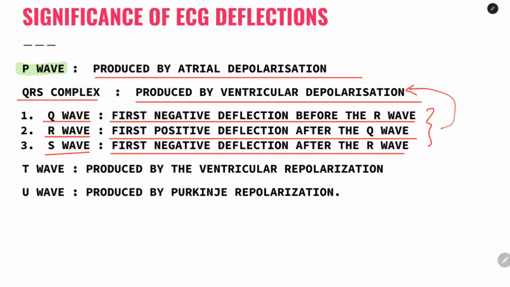What does the T wave represent on an ECG? The T wave represents ventricular repolarization. The U wave represents the Purkinje fibers repolarization.